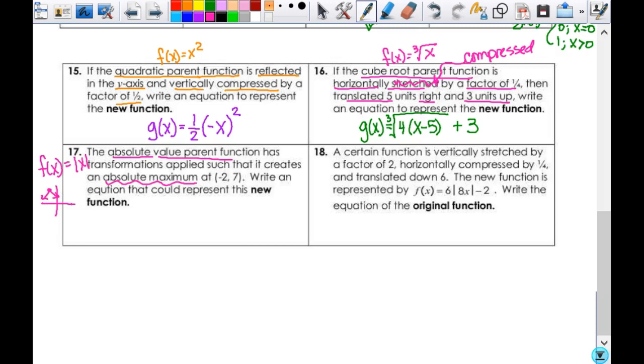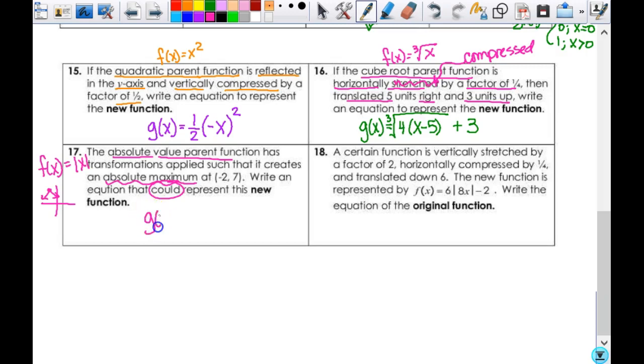Okay, so I know I have to reflect in the x-axis, and I'm going to have to translate it left and up. Now, it could possibly also be stretched or compressed, we don't know, but this wording, write an equation that could represent. So you're not saying for sure this is it, because we don't know what else is going on except for the absolute maximum. So we don't even have to worry about stretches or compressions.